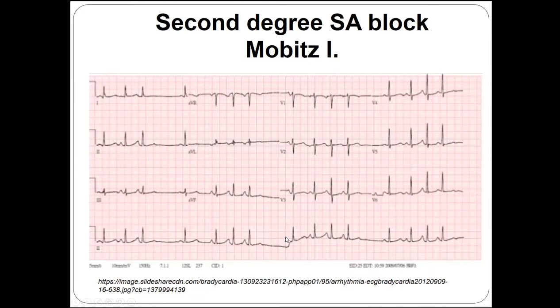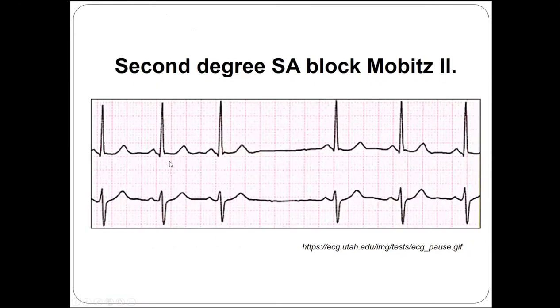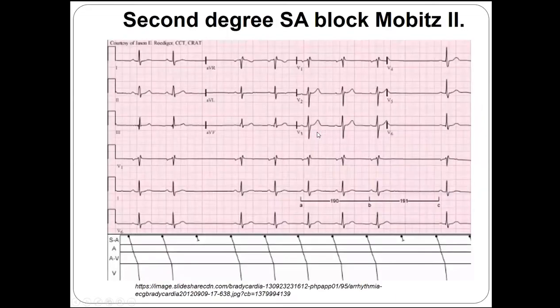This is how you know that SA block, Mobitz type 1. Mobitz type 2, again, PP, no QRS, and twice as exactly this distance. So that distance is taking twice, that will be the same. This is why it is SA block Mobitz type 2.